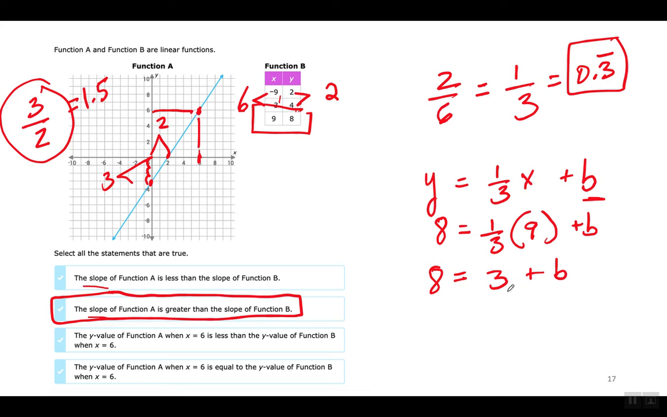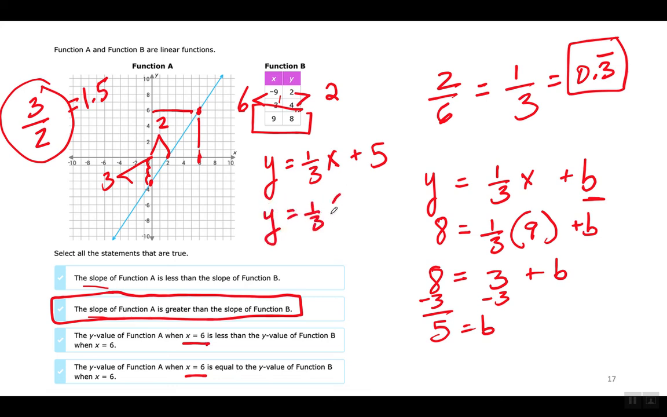Alright, now to solve for b, subtract both sides by 3. So b equals 5. Así que b igual a 5. So my equation for function b is y equals 1 over 3x plus 5. Now if I substitute x equals 6, si sustituyo x igual a 6, I'm going to have 1 over 3 times 6 plus 5.